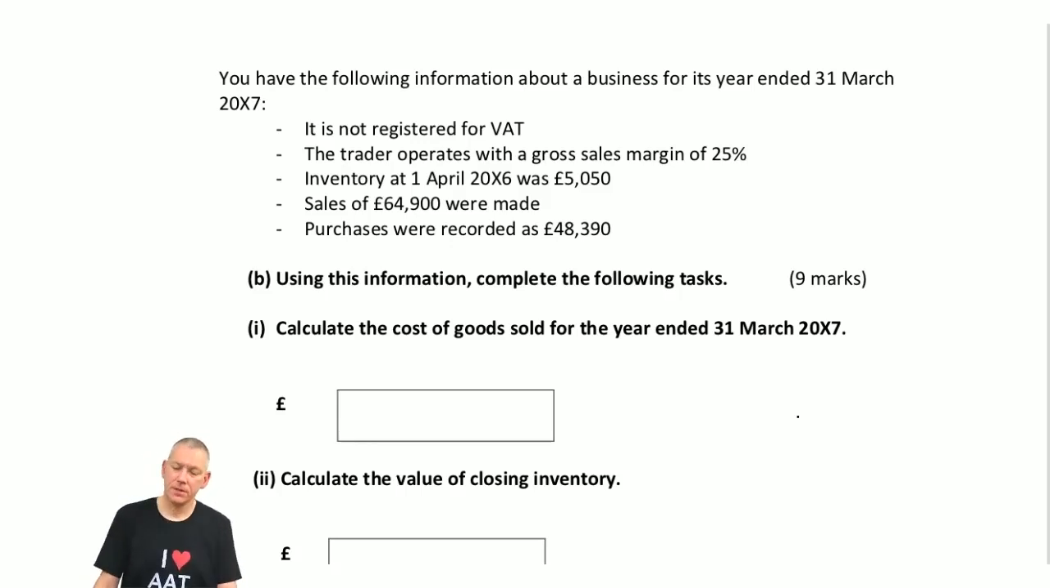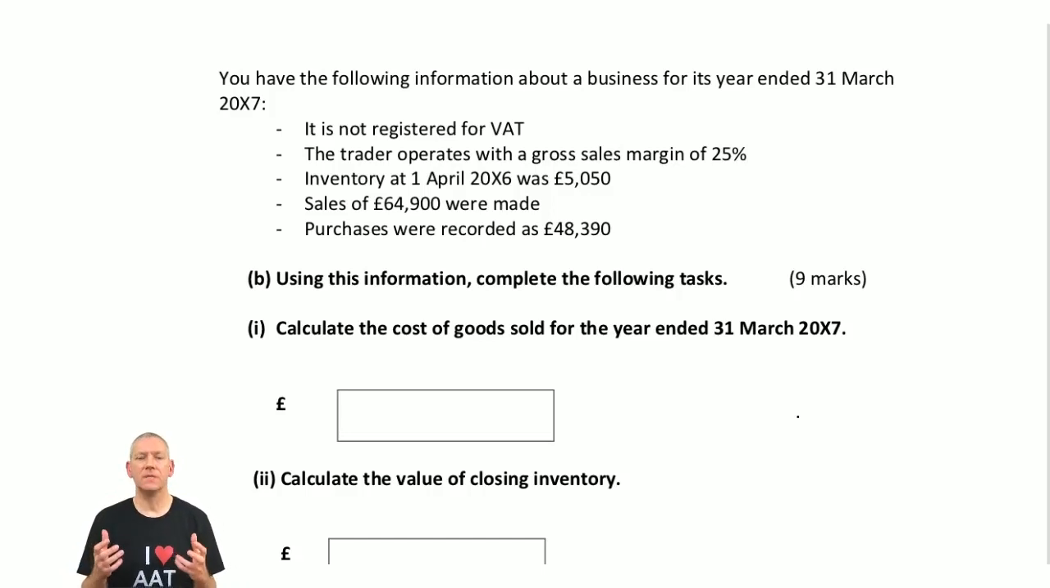You have the following information about a business for its year ended 31st of March 2007. It's not registered for VAT. Now that's really, really handy for our purposes because VAT isn't enormously difficult, is it? But it certainly makes seeing the flow of the numbers quite a challenge. I was speaking to the camera in Studio 1 over there and talking about the way that sales are recorded when you have to record the VAT. And even such a simple thing as recording a single sale is complicated by VAT. Thank goodness there's no VAT, so that really helps us.